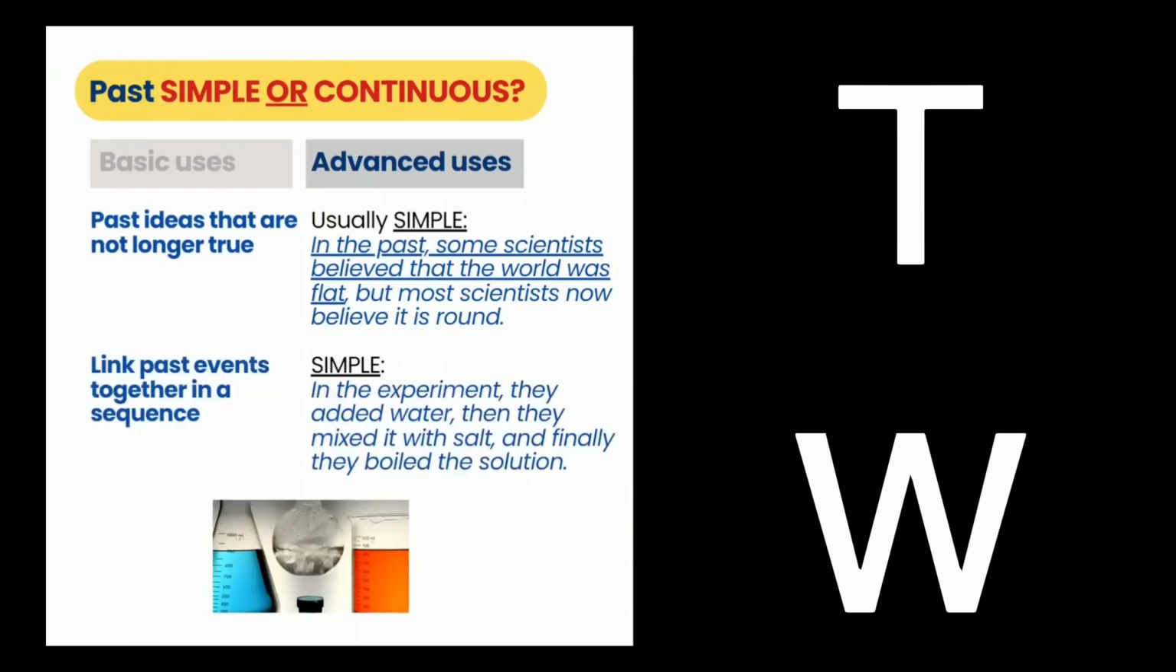If you're trying to link past events together in a sequence, the past simple is what you need. In the experiment you can see below, they added water, then they mixed it with salt, and finally they boiled the solution. Past simple in a sequence.